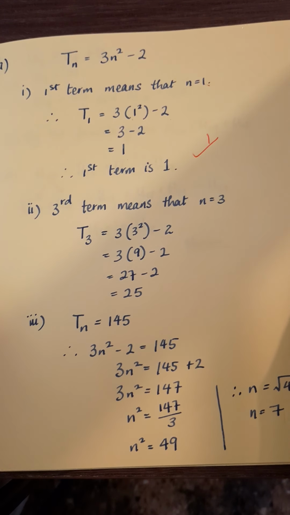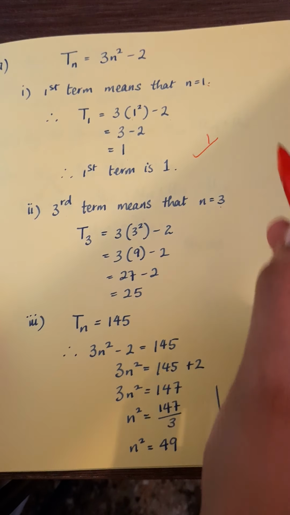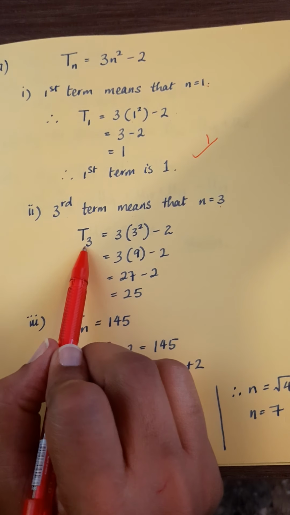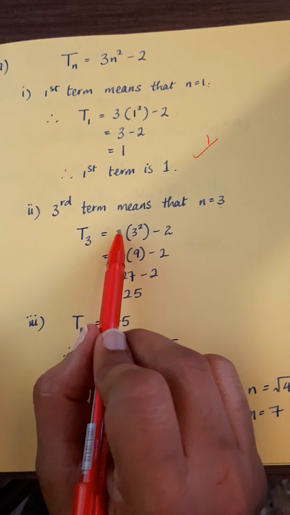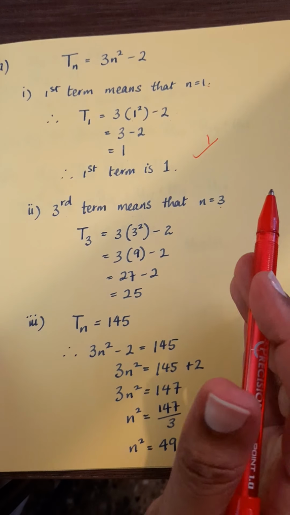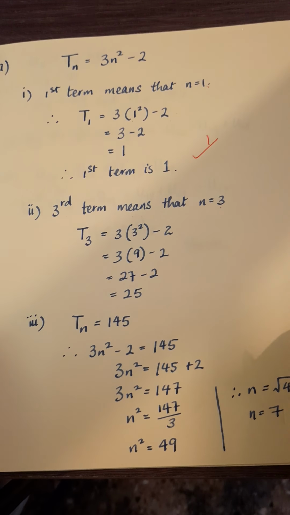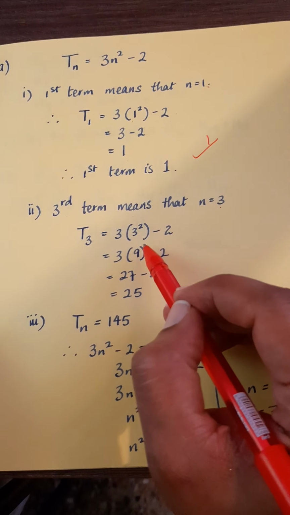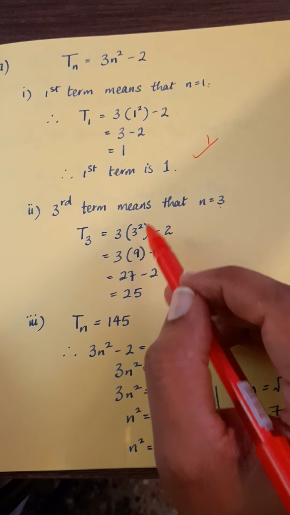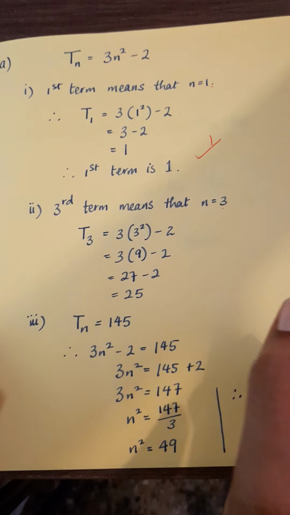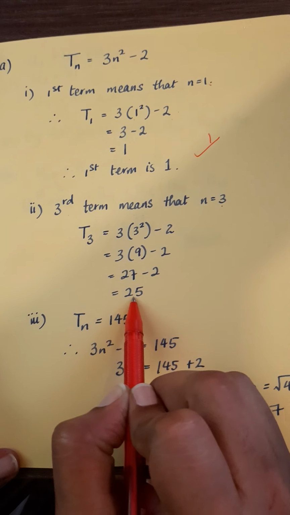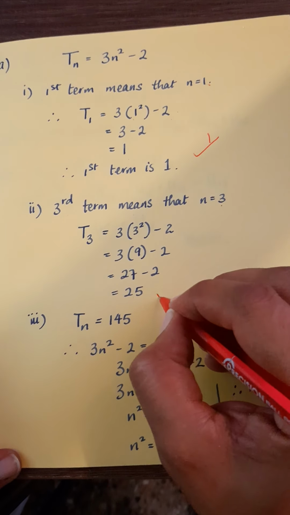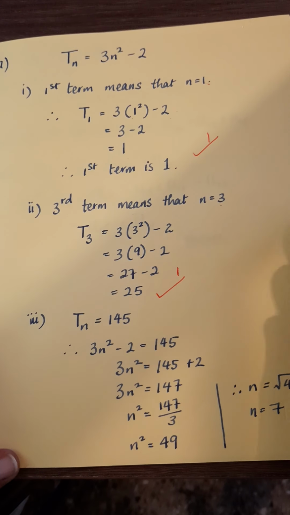The second part of part A asks, what is the third term of the sequence? The third term means that n is 3, and we're doing this all over again, but now substituting 3. So T3 is equal to 3 times 3 squared minus 2. Notice that I'm always using the brackets because we want to make sure that we follow BODMAS or PEMDAS, whichever you were taught. So we want to do the parentheses and exponents first. So 3 squared is 9, 3 by 9 is 27, 27 minus 2 is 25. The third term of the sequence is 25. 1 mark for your final answer, and that's it.